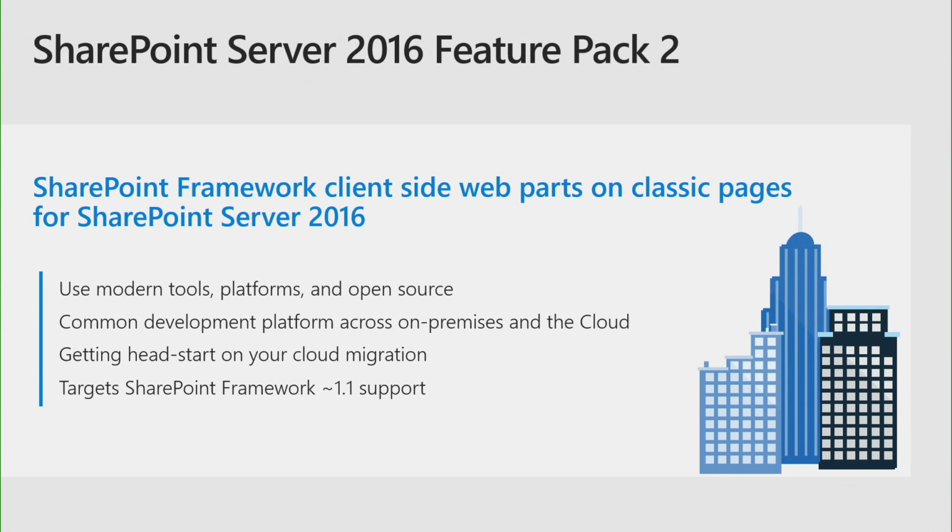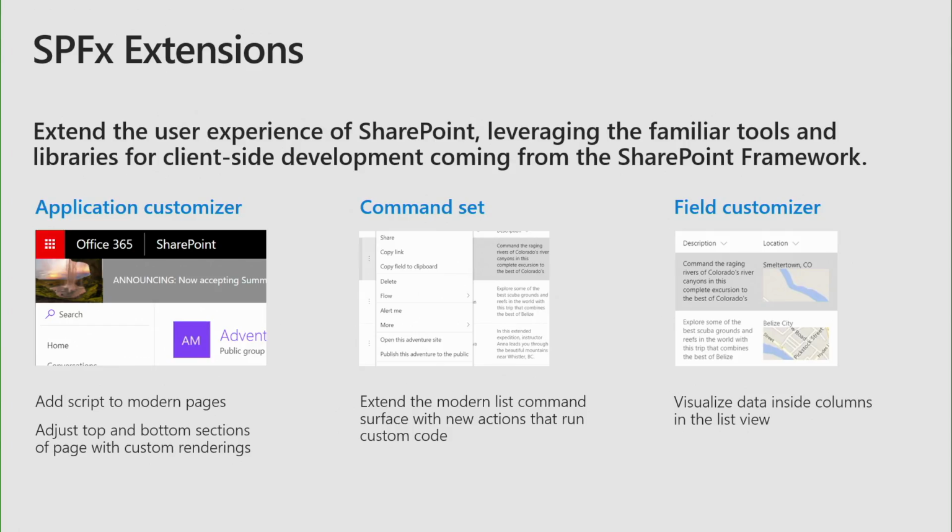So first among these was the idea that you can now use SharePoint Framework in on-premises environments. With Feature Pack 2, you can now bring those SharePoint Framework web parts that you may be building to on-premises environments. You just deploy Feature Pack 2. There's a version of SharePoint Framework 1.1, and that level of support is what you can use and bring into SharePoint Server 2016. The beauty of this is that it allows you to have one code base that targets both on-premises and online environments. So check that out.